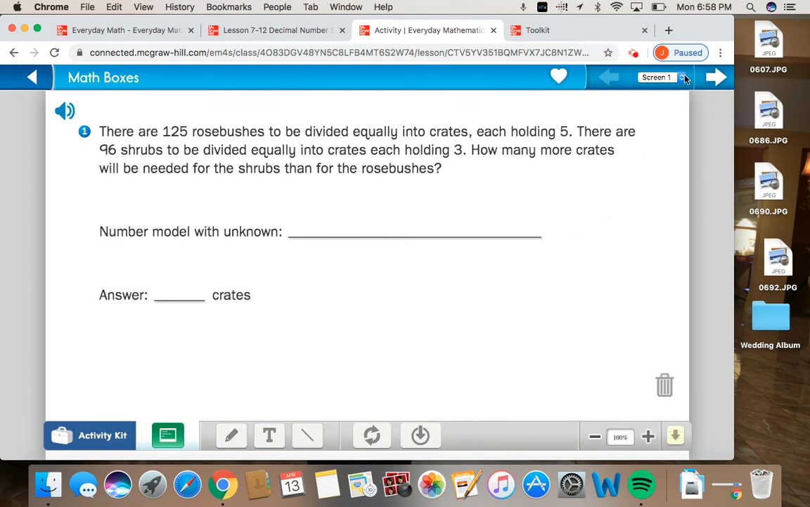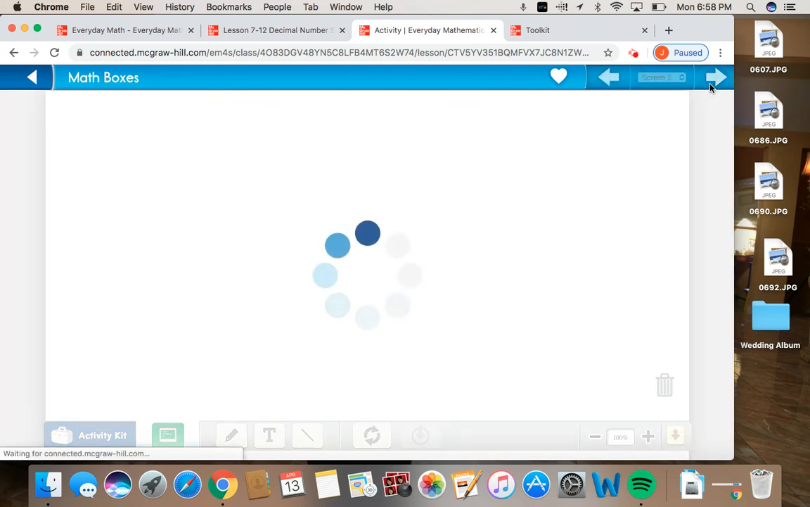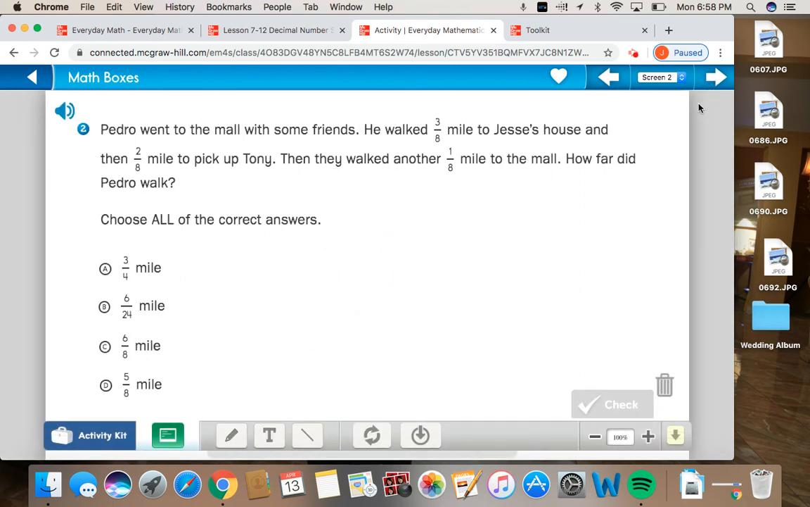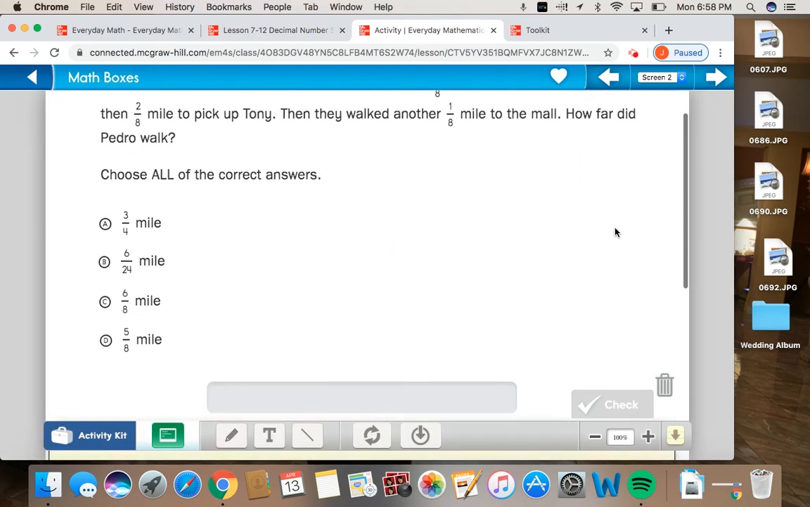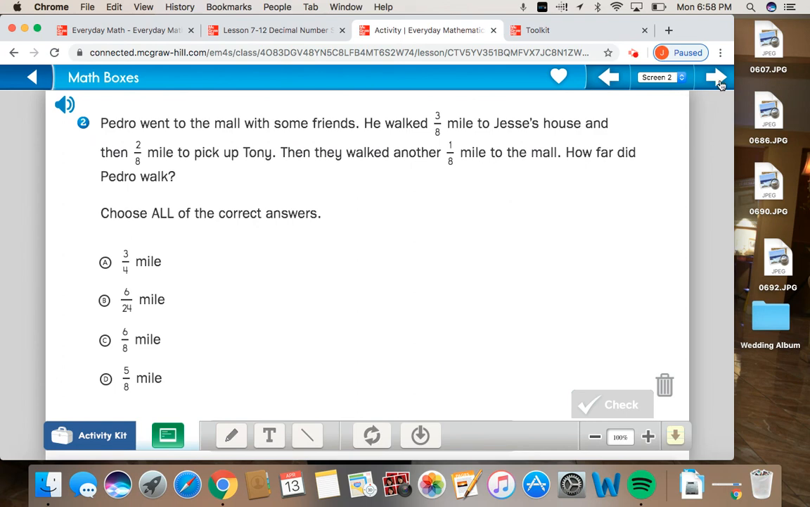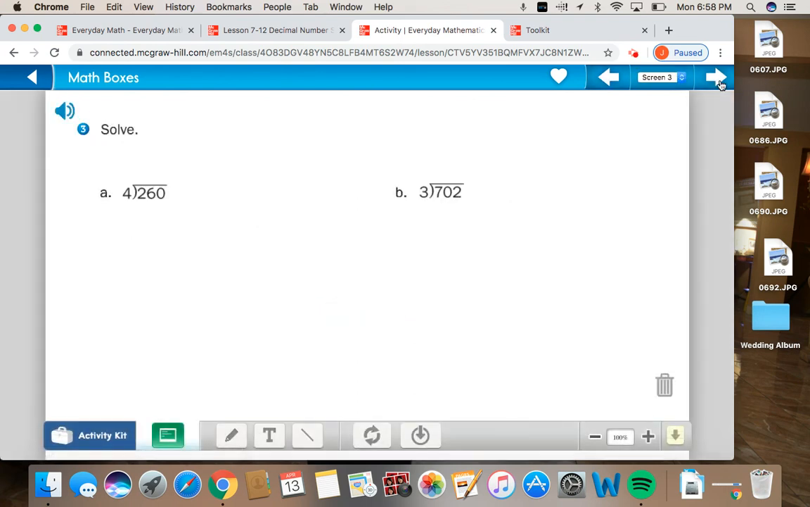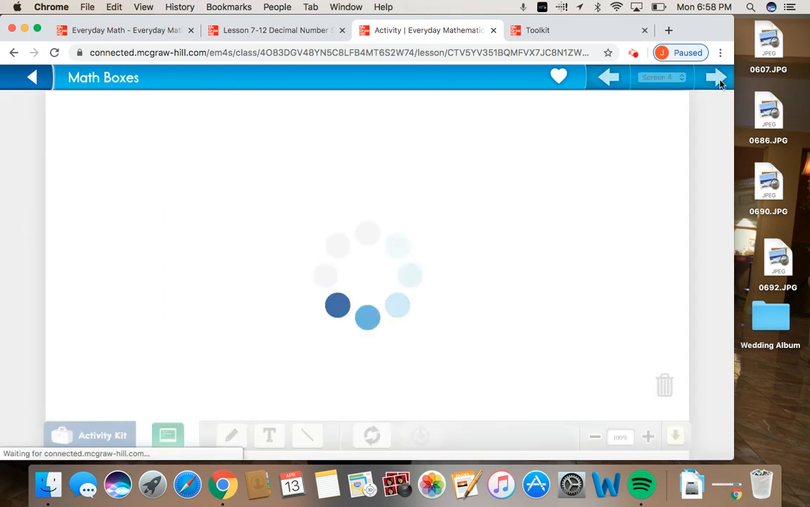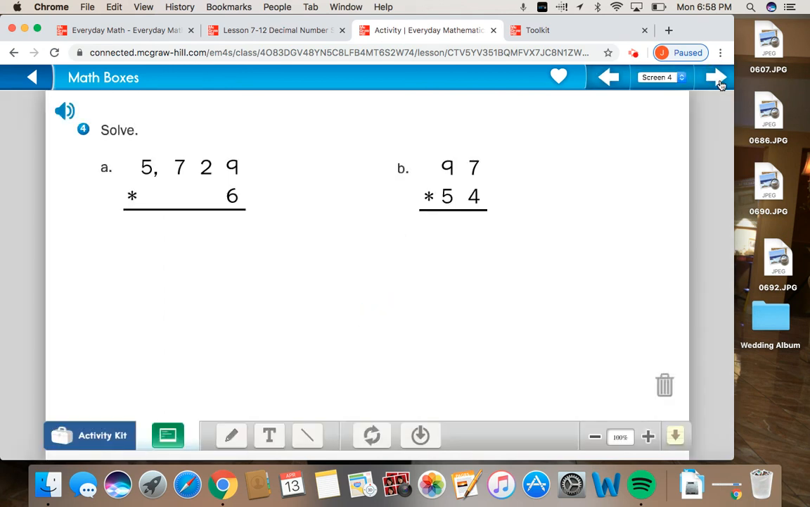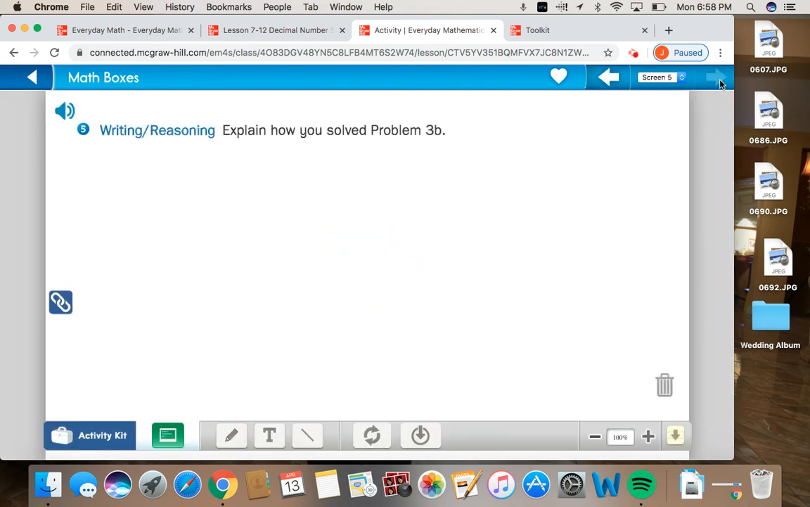You have a number story here. You have a problem here where you're going to pick all of the correct answers. So there might be more than one. 2 division problems with 3-digit divisors, a multiplication problem, and an explanation for how you solve problem 3B.